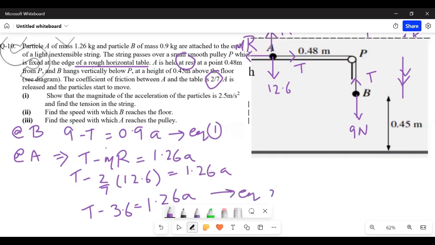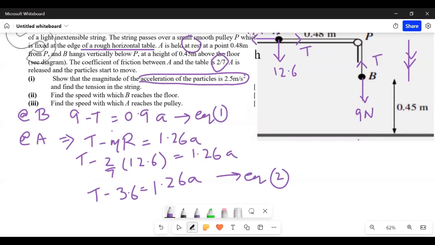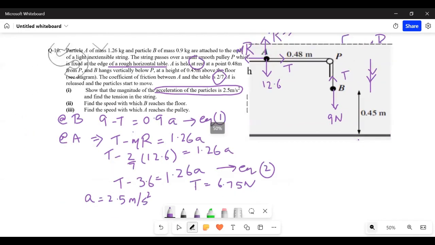Equation 2. Solve these simultaneously and tell me what you get for T and A. Acceleration should be 2.5 as shown here, and find T. A is 2.5 and T is 6.75 newtons. That's right. So A should be 2.5 meters per second squared, and T should come out to be 6.75 newtons. Let me know if you get a different answer.